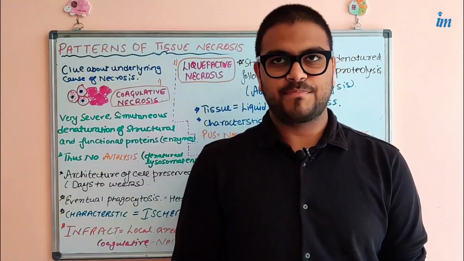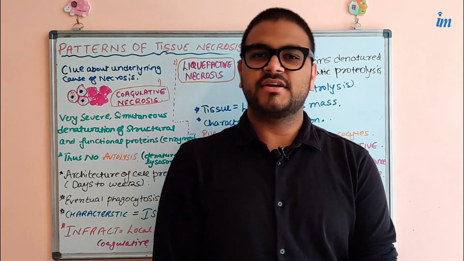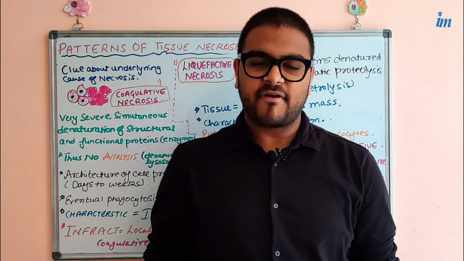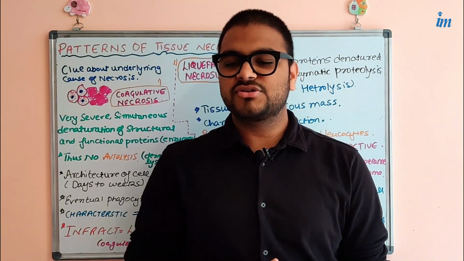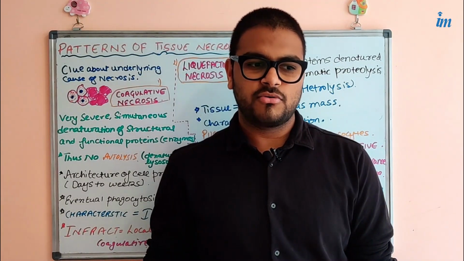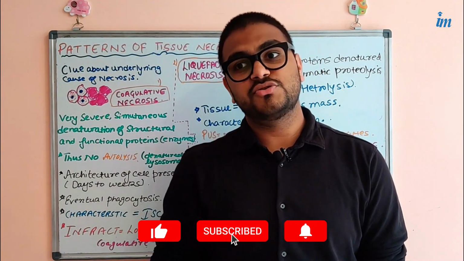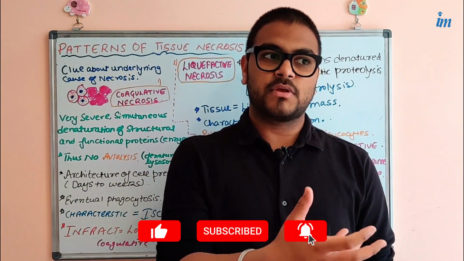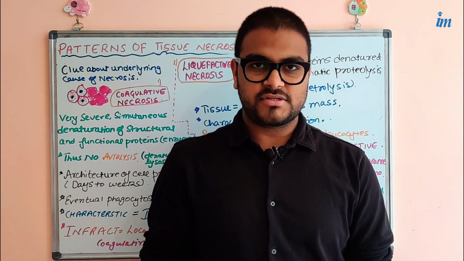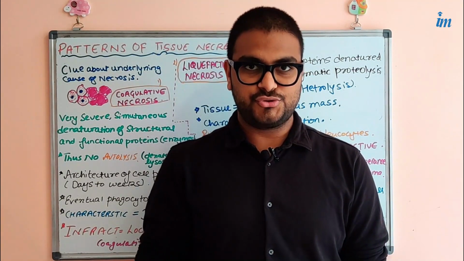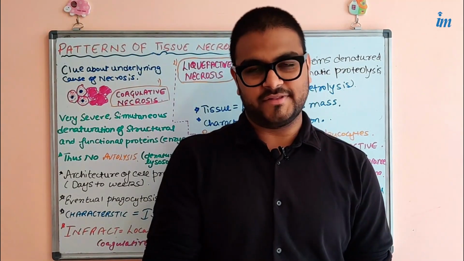So today we are going to study a very important topic, that is patterns of tissue necrosis. Why should we study this topic? If I give you a tissue and that tissue is necrosed, and I ask you, can you give some prediction of what was the cause of the necrosis of this tissue? What was the etiology of necrosis? Was it due to some infection? Was it due to some ischemia, or was it due to some other reason? So the pattern of necrosis, the type of necrosis that is present in tissue, gives us a hint of what must have been the cause of that necrosis.